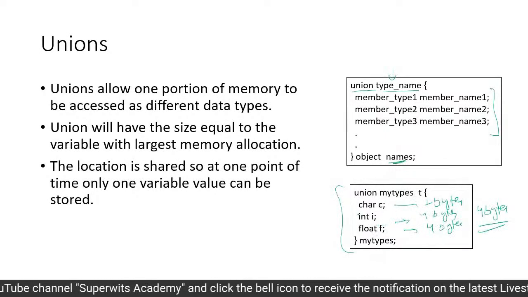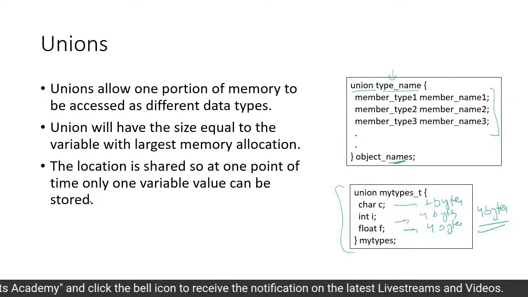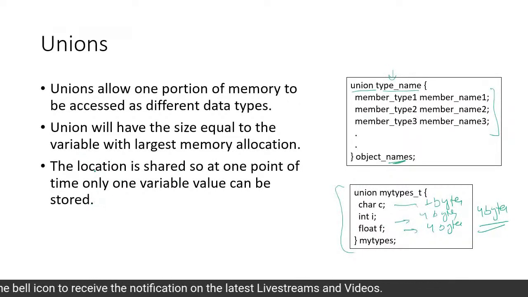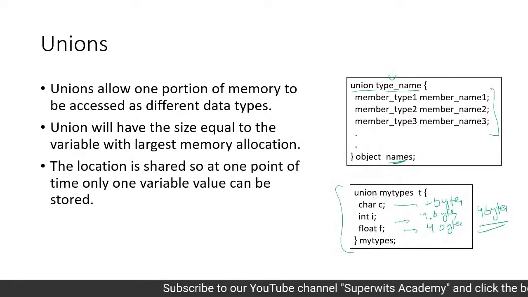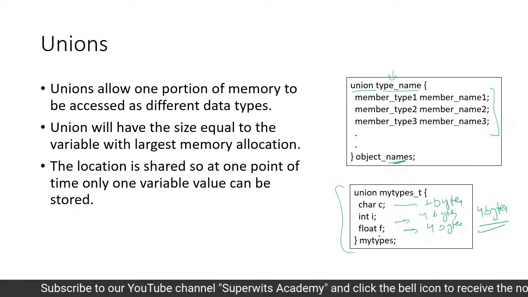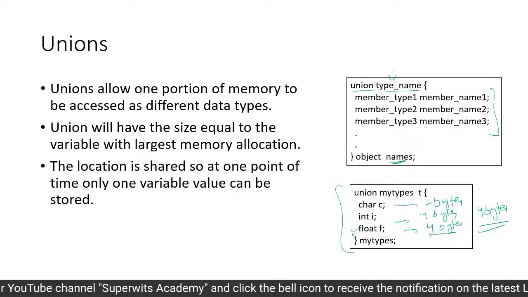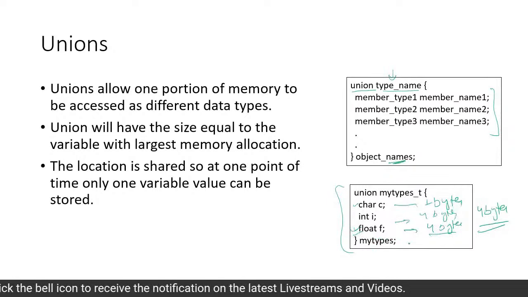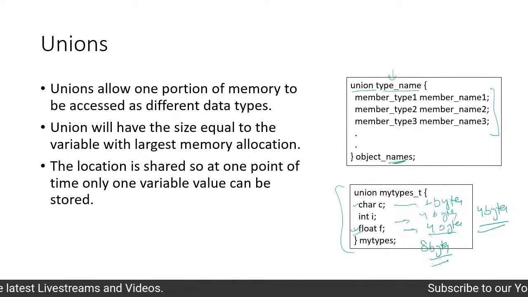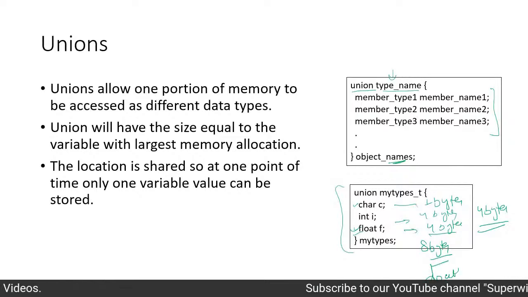Now, union and structure, the major difference, again, a placement interview related question, is that the size of the union is the maximum size required by a member variable. So character is the smallest, float is the maximum. If it could have been double, it might have been 8 bytes in case of a double variable.